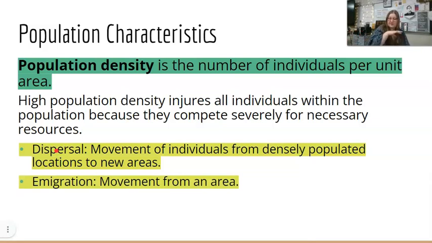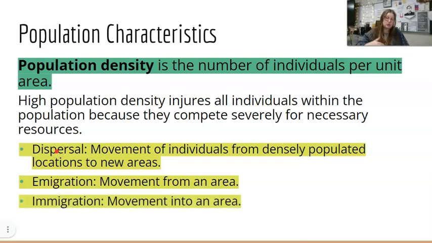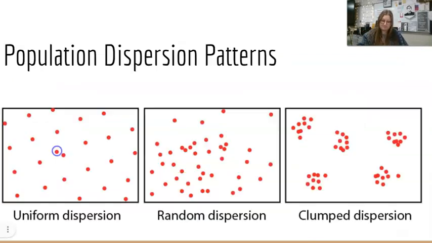Emigration is movement from an area. You emigrate from somewhere to somewhere else. And then immigration is movement into an area. So immigrating into a new place, new ecosystem, new country.